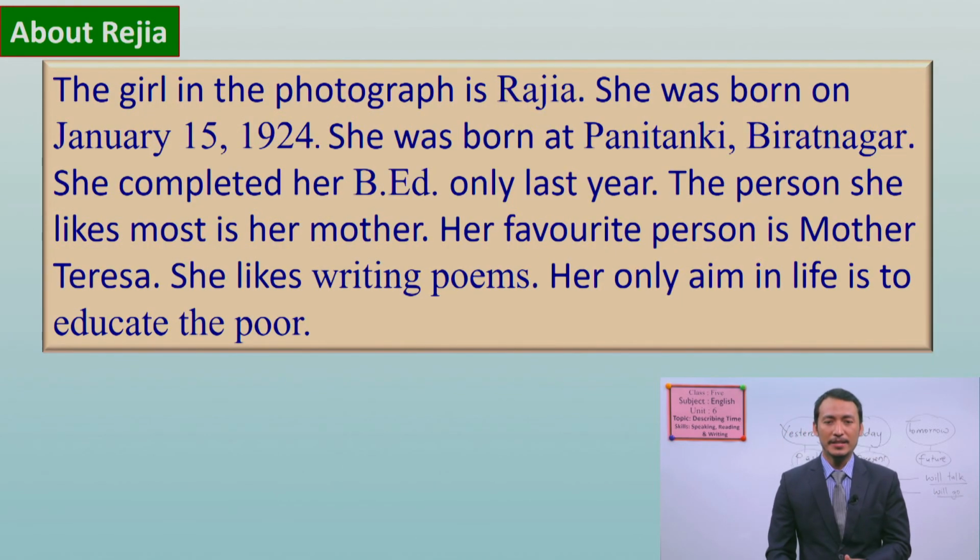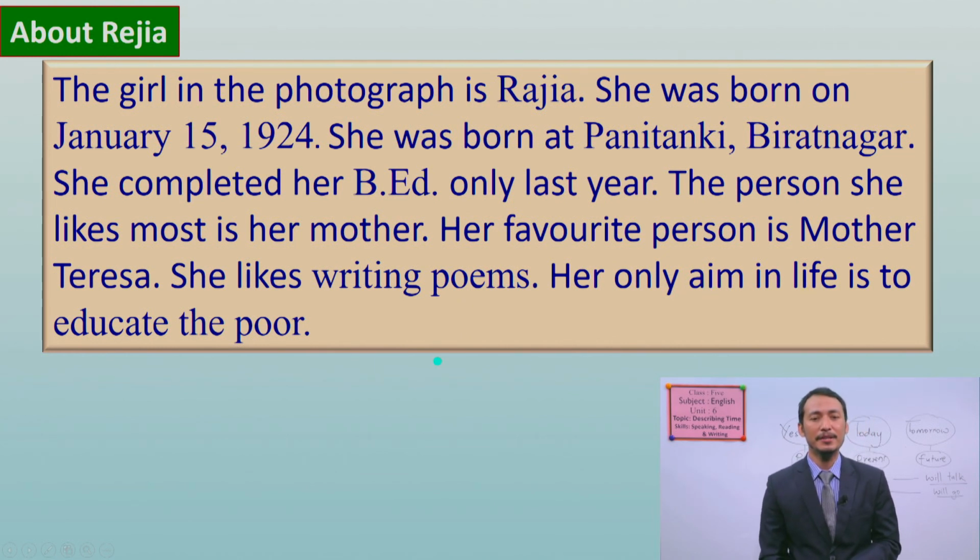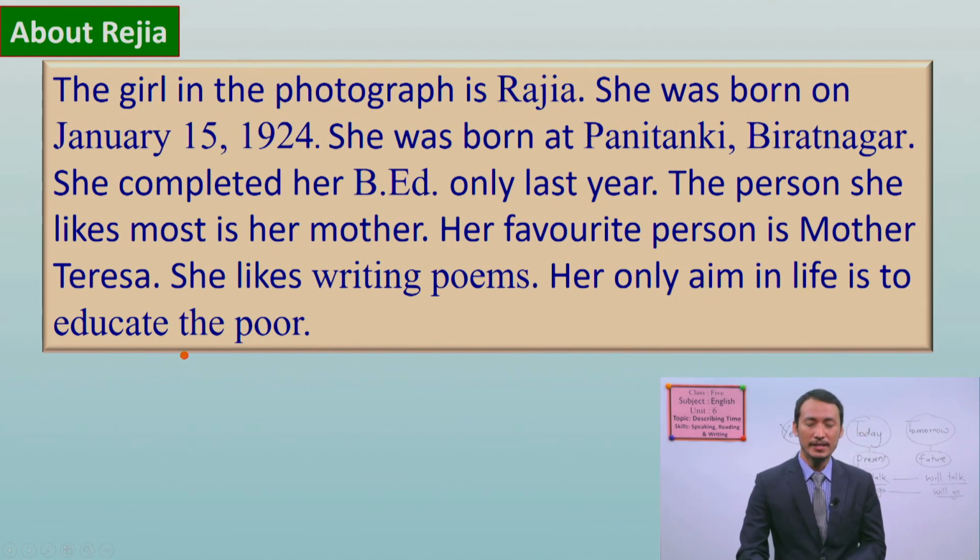Here I have put the information. Look, the girl in the photograph is Rezia. She was born on January 15, 1924. She was born at Panitanki, Biratnagar. She completed her B.Ed only last year. The person she likes most is her mother. Her favorite person is Mother Teresa. She likes writing poems. Her only aim in life is to educate the poor.